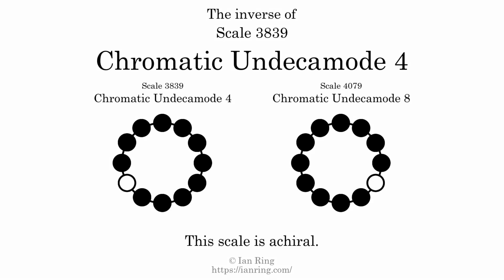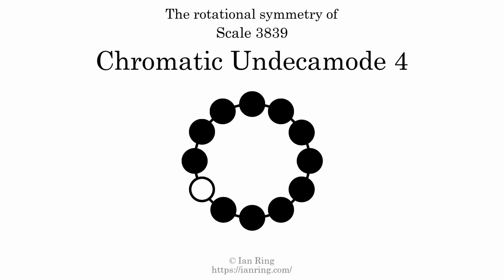The inverse of a scale is a mirror image. It is what you get when the sequence of intervals is reversed. The inverse of this scale is scale 4079, also known as Chromatic Undecamode 8. This scale is achiral, since it can transform into its own reflection by a rotational transformation. This scale has no rotational symmetry.